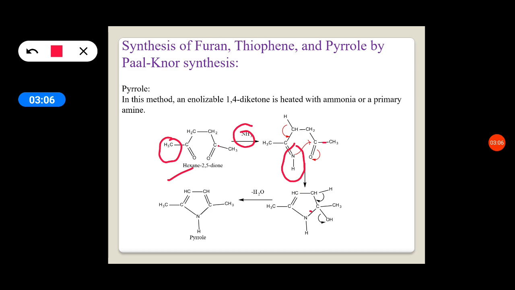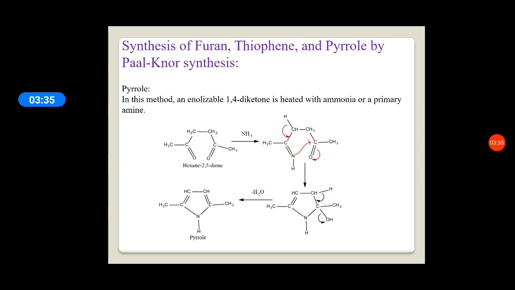Now the bond electrons of this C-H are given here. So H plus is removed. Then OH minus is removed. So in total, another mole of water is removed. A new double bond is formed here. So this is 2,5-dimethyl pyrrole. So a derivative of pyrrole is prepared. So 2,5-dimethyl pyrrole is prepared by Paal-Knorr synthesis by using 1,4-diketone.